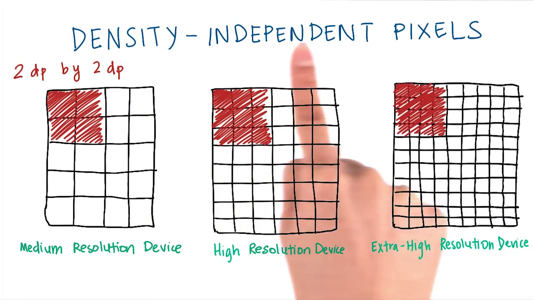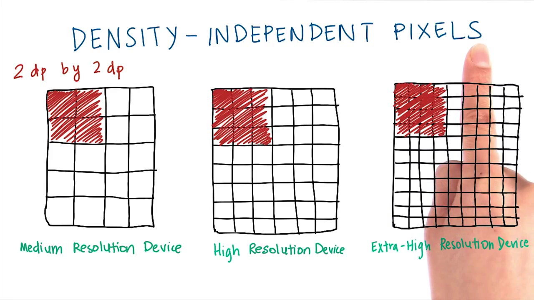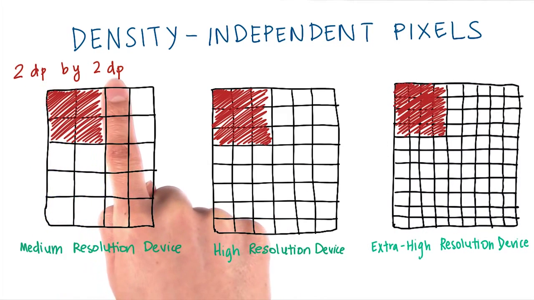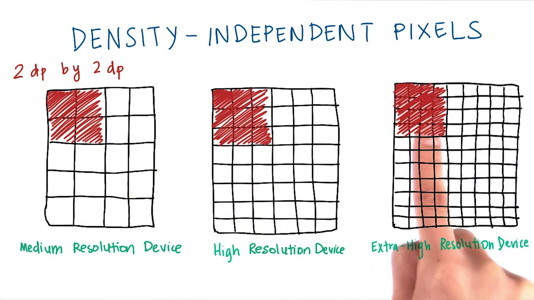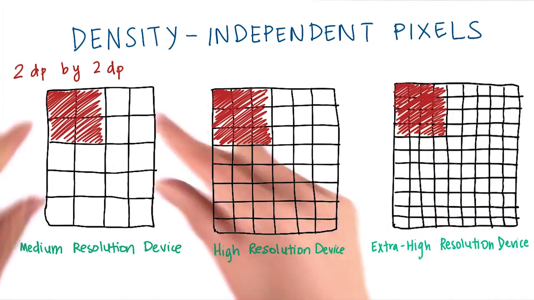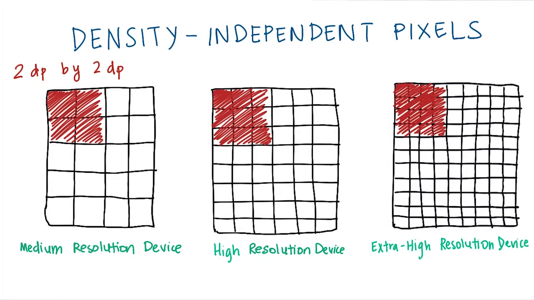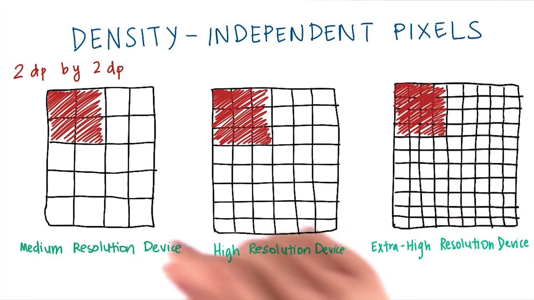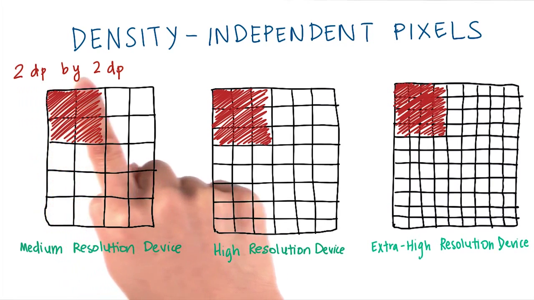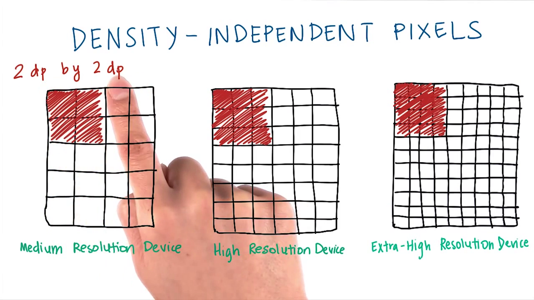And that is why we have density independent pixels. I can define my button to be 2 dips tall by 2 dips wide. And this is what it would look like across the different devices. It's the same physical size, but under the hood, Android is mapping it to a different number of pixels. You don't have to worry about any of that logic. All you need to remember is that you need to define your sizes in terms of dip values.